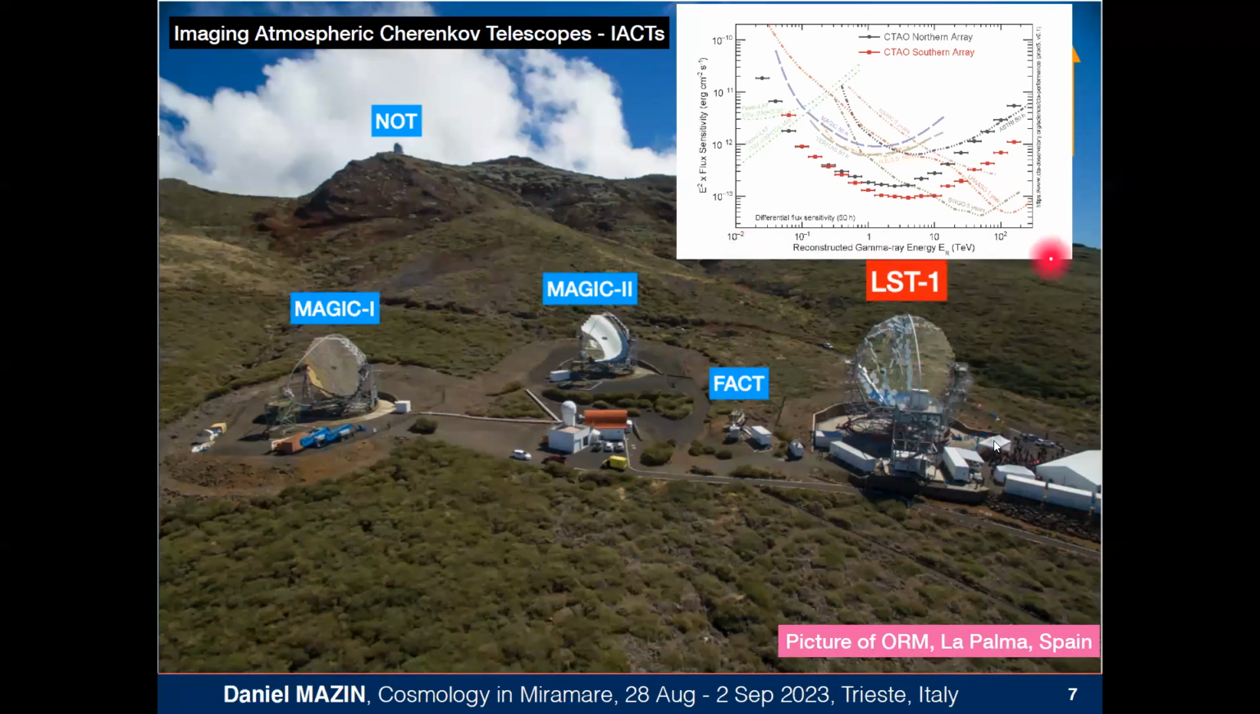Important is that this technique is sensitive to gamma rays somewhere between, let's say, 20 GeV and some 100 TeV. This is the sensitivity of these instruments if you look at certain sources. The current sensitivity of the telescopes like MAGIC or VERITAS or HESS is somewhere there, and the new generation will be like a factor of 10 better.